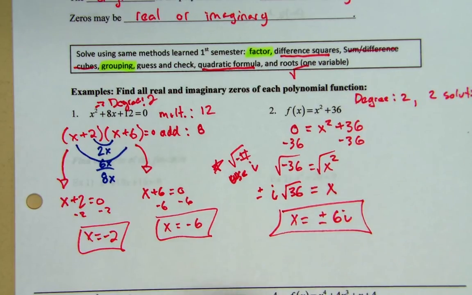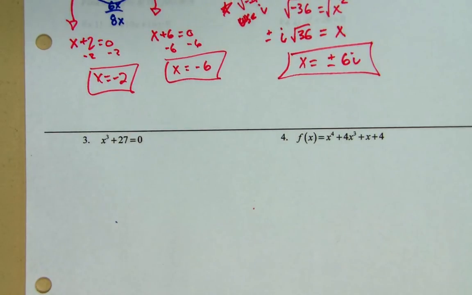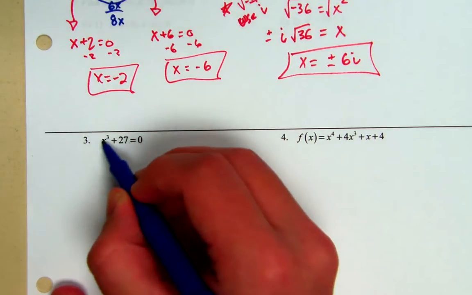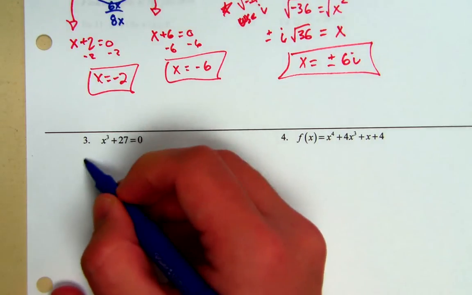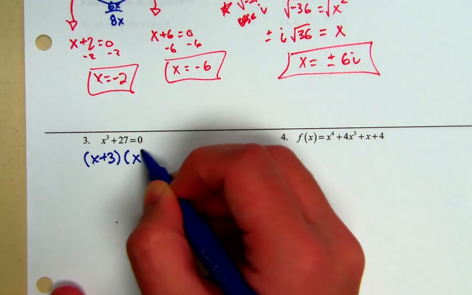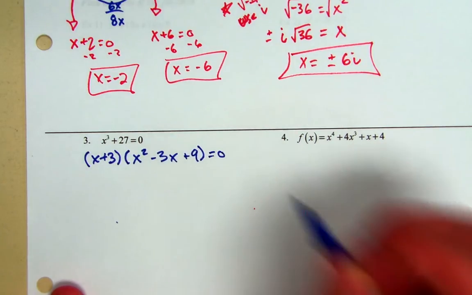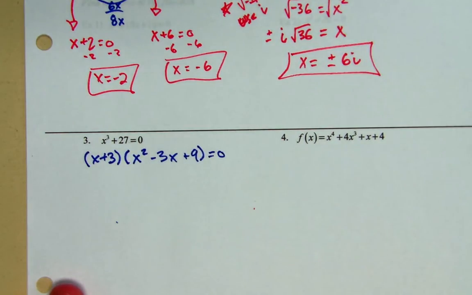Alright, so this next one down here actually ends up being a difference of cubes, which you haven't learned in this course. So I'm going to switch this problem. I'm going to factor it for you. So we're going to have x plus 3, and we're going to do x squared minus 3x plus 9 equal to 0. So this one's already in factored form.